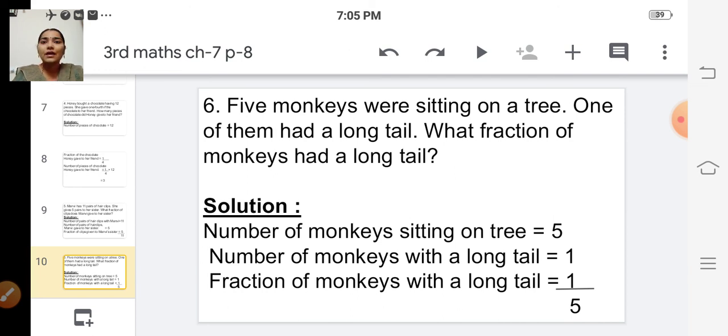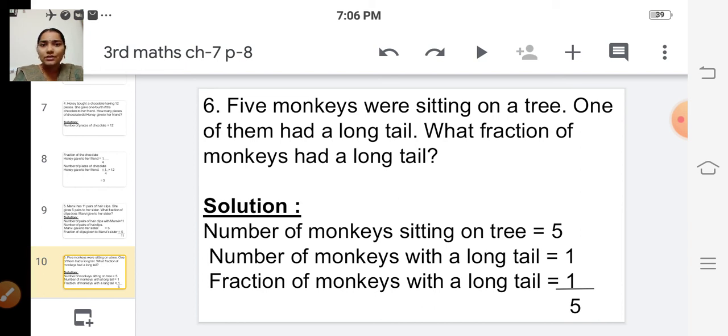Okay, if they ask the fraction, then you have to use the format only. But if they ask the number, then you have to find the value of the fraction. Okay, is it clear, children? So you have to read the question carefully so that you can answer the question correctly. Okay, children. So with that, we have completed this chapter. Chapter number 7, fractions, we have completed.